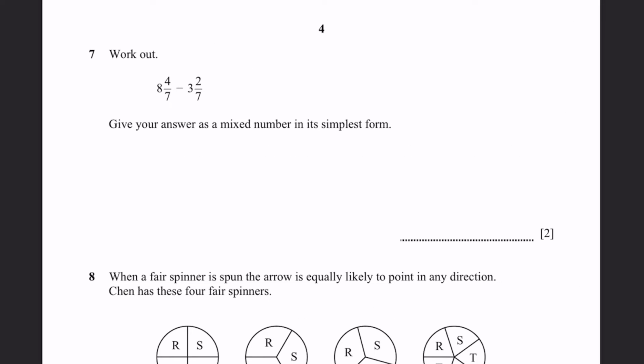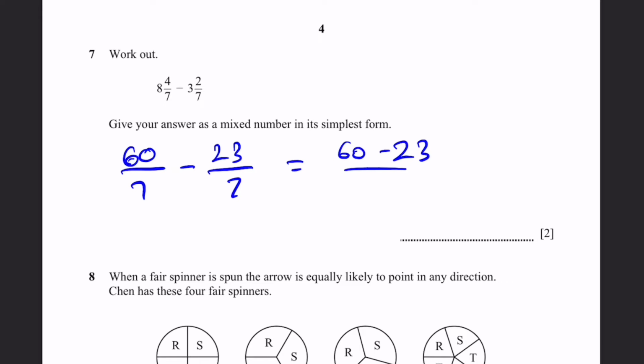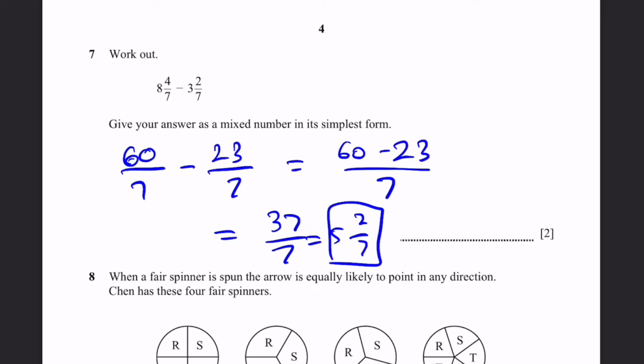Let's go to question 7. Work out 8 4/7 minus 3 2/7. Give your answer as a mixed number in simplest form. First, let's convert these numbers to improper fractions. 8 times 7 is 56, 56 plus 4 is 60, so that's 60 over 7. Minus 3 2/7: 3 times 7 is 21, add 2 is 23, so 23 over 7. That'll be 60 minus 23, the whole thing divided by 7, which is 37 divided by 7, 5 2/7. This is a mixed number, of course, and in simplest form. That's the answer.